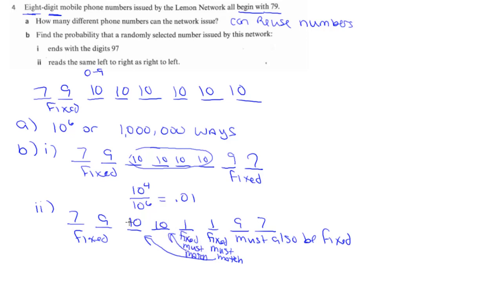So really what happens is I'm only going to really mess around with these two. That's 10 and 10. 10 times 10 is 100, or 10 squared, over 10 to the sixth. That's going to give me 0.0001 is my probability. All right, let's look at the next one.